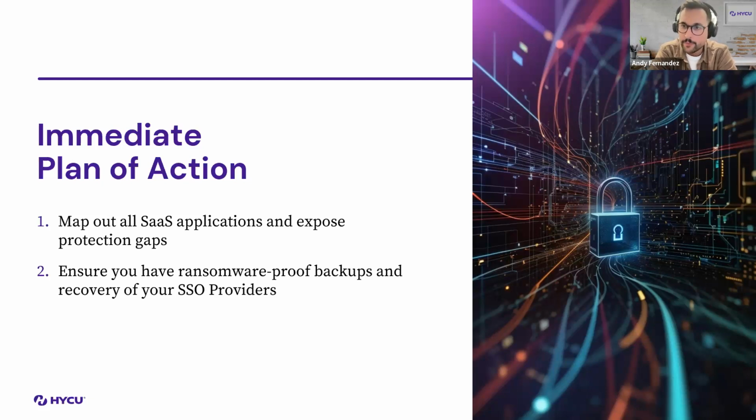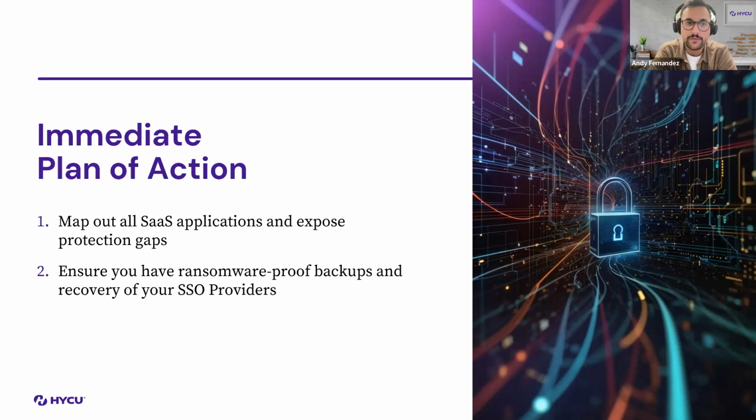So here are things that we highly, highly recommend. And this is objective. This is based on our learnings helping Fortune 500 companies protect their data. The first one is you can't protect what you don't know exists. So you have to map out all of your SaaS applications, expose those protection gaps and understand what kind of problem you are actually dealing with. And then two is you have to do everything that you can to have ransomware proof backups.